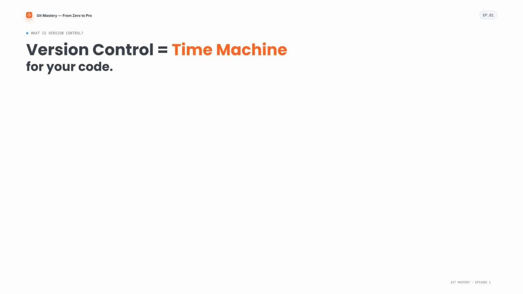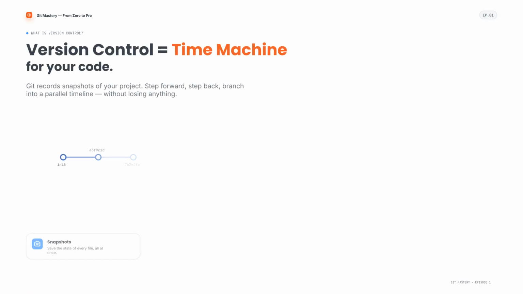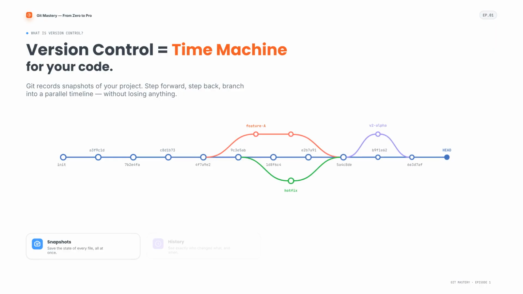So what is version control? The simplest explanation is this. Git is a time machine for your code. It records snapshots of your project over time, allowing you to track changes, restore old versions, and safely experiment without losing work. Break something? You can go back. Want to test a new feature? Create a branch and work independently. Git remembers what changed, when it changed, and who changed it. That's what makes it such an essential tool for developers.